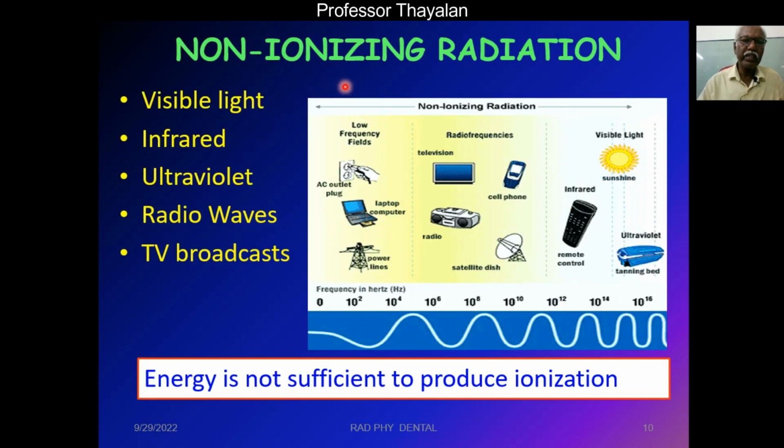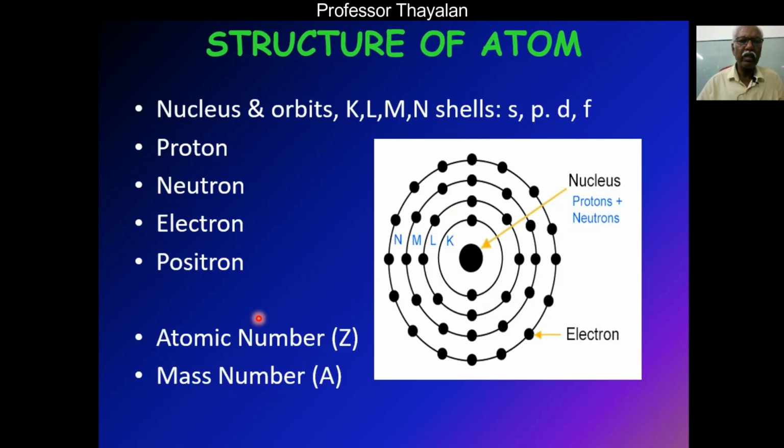What is non-ionizing radiation? Visible light, infrared, ultraviolet, radio waves, TV broadcast have non-ionizing radiation. They have energy not sufficient to produce ionization, and removal of an electron is impossible with this type of radiation. Therefore, the biological effect of non-ionizing radiation is very little or rare.